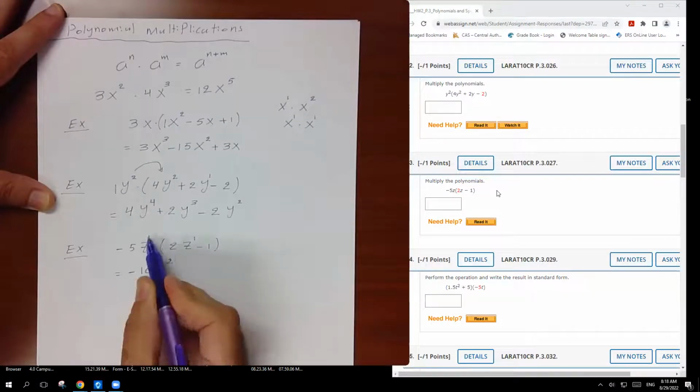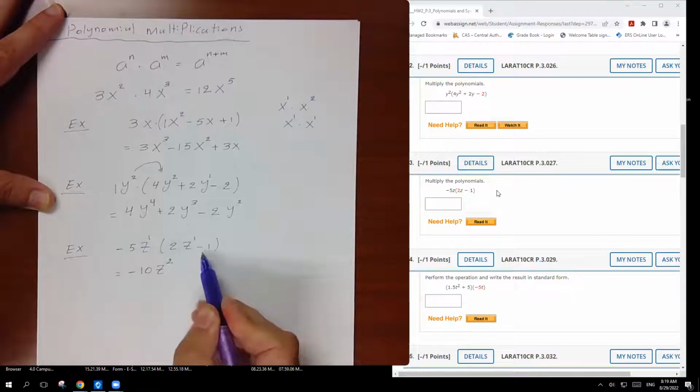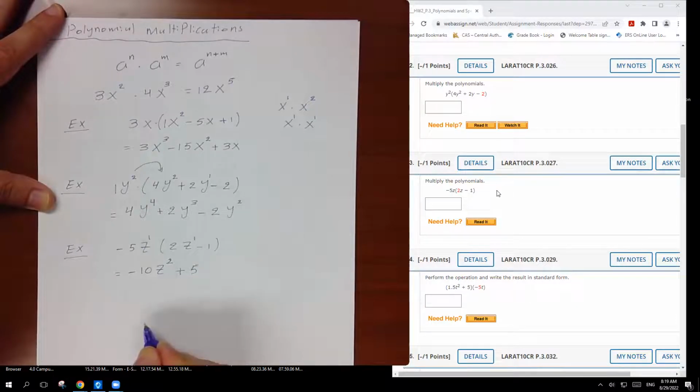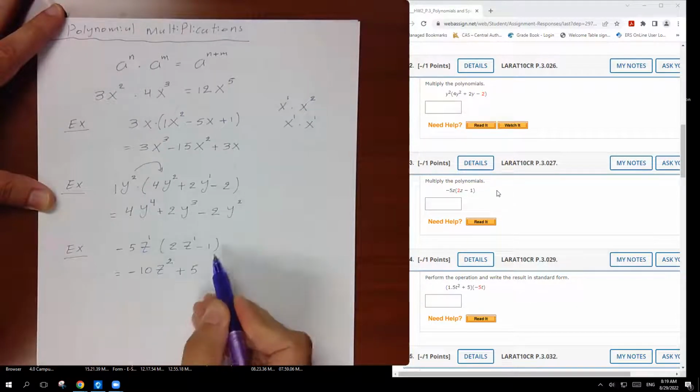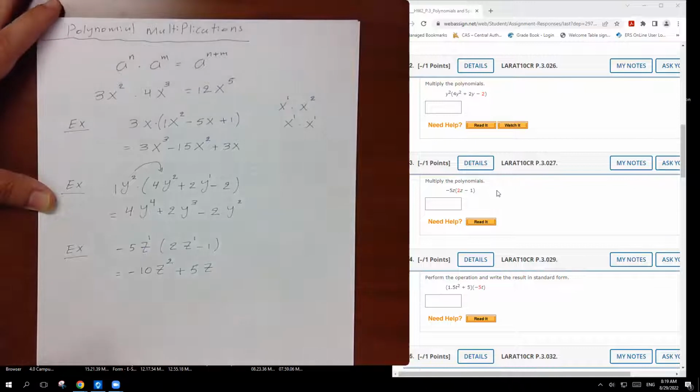Multiply the numbers, add the exponents. Now I'm going to multiply this with the second term. Negative 5 times negative 1 is going to be positive 5. Here is the 5. There is no z here, so I'm going to write down z. That's it for this example.